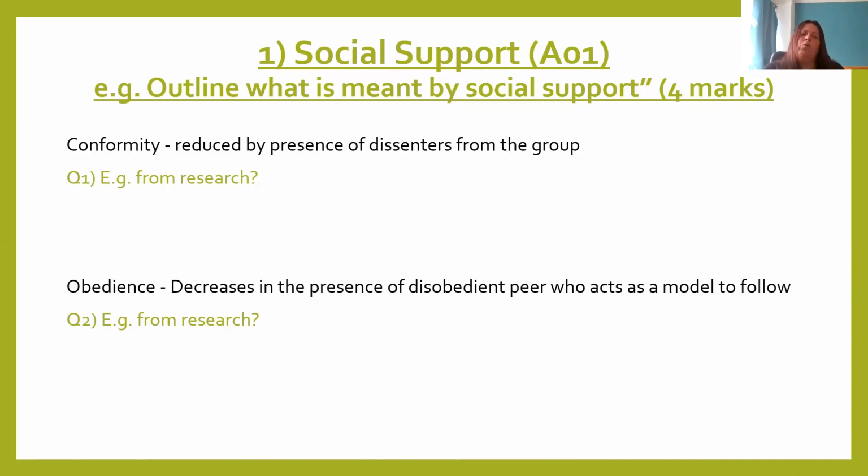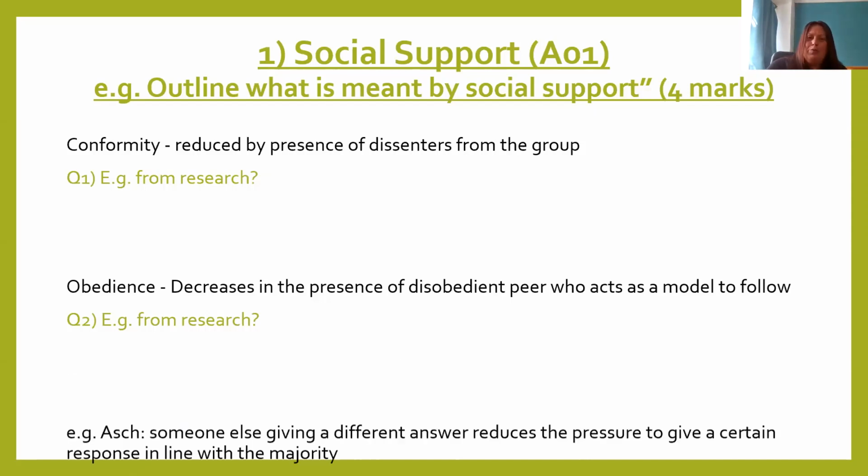And as you're thinking about that, also then consider the second part, obedience. So just having some support from somebody else may actually stop us following orders from someone, from an individual. So if there is someone else who is a disobedient peer who suggests or says that they don't want to follow out an order, then we may also follow that because they make us feel more comfortable to refuse that order.